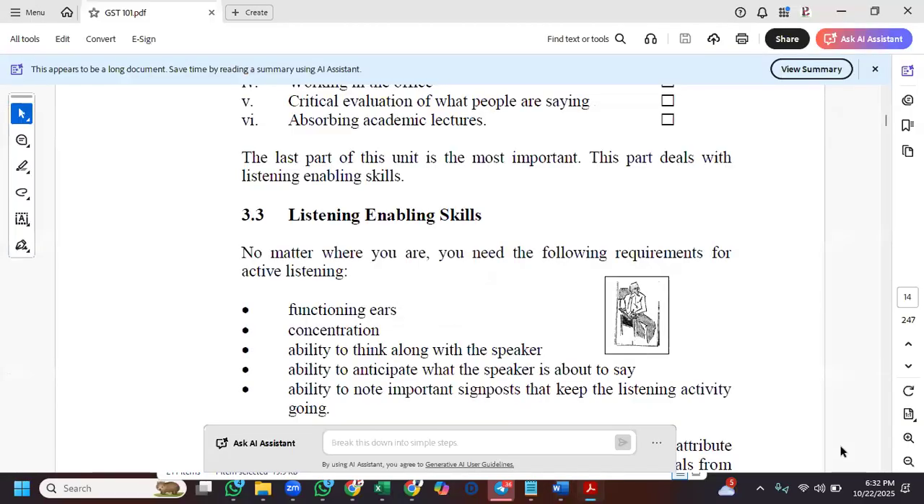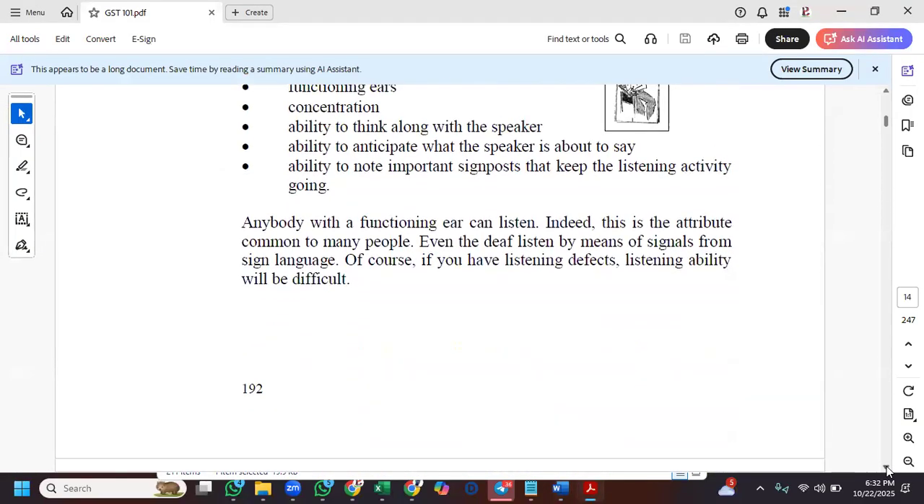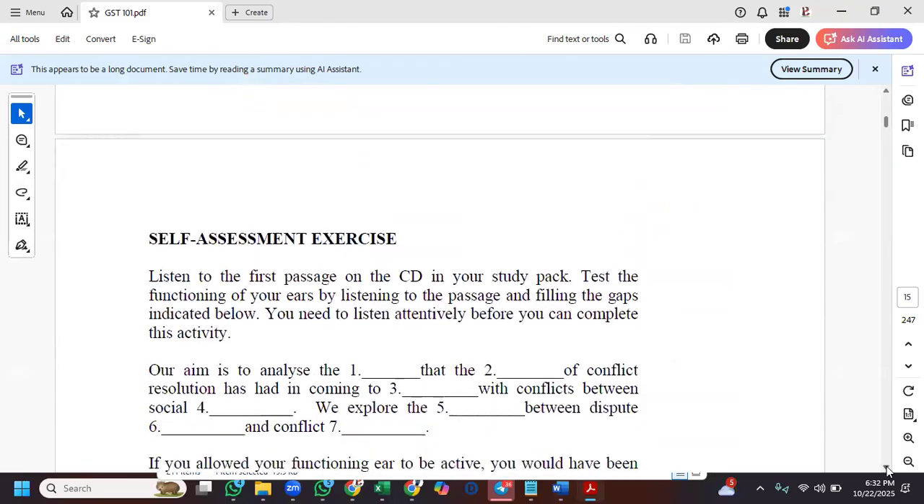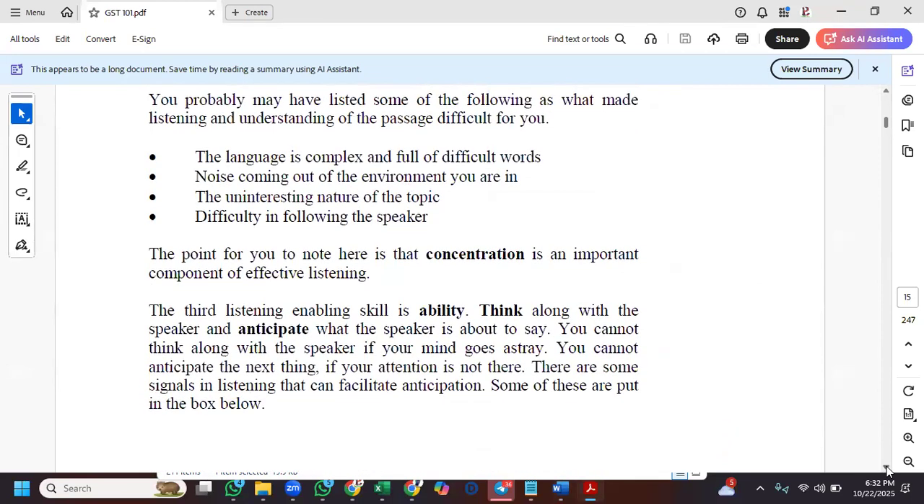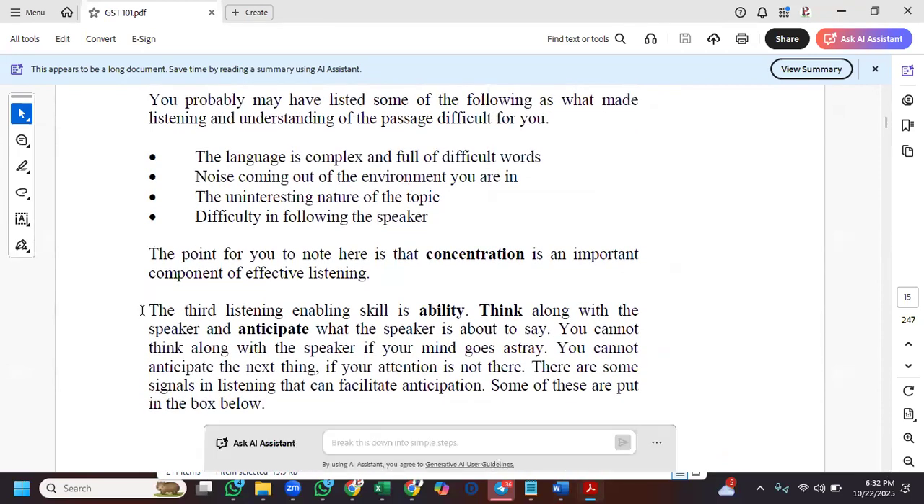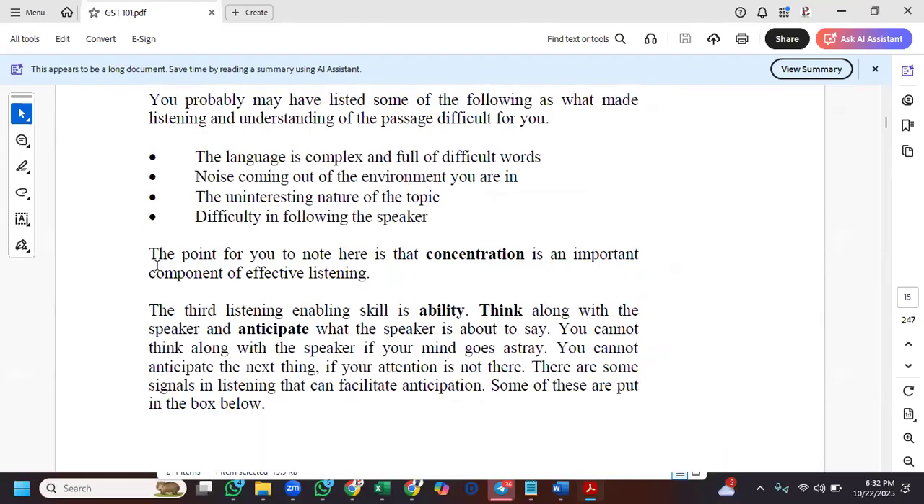We don't have much time, and I thank God that we are done with this listening. Let's see what else we have under listening. Look, it's even in the material. They say the point for you to note here is that concentration is an important component of effective listening. Please, once you see a point like this and they even bold something, it is very important. Those are questions in the exams. The point for you to note here is that dash is an important component of effective listening: concentration.